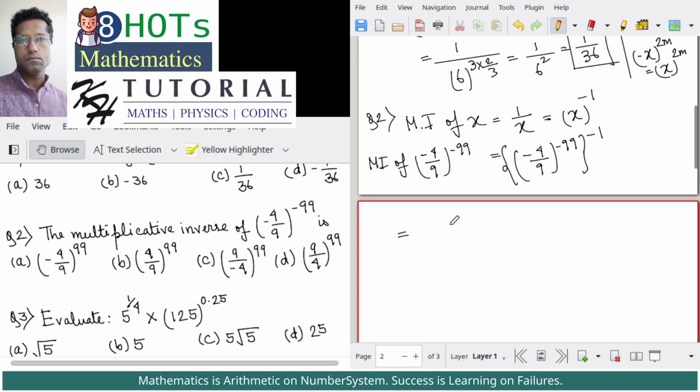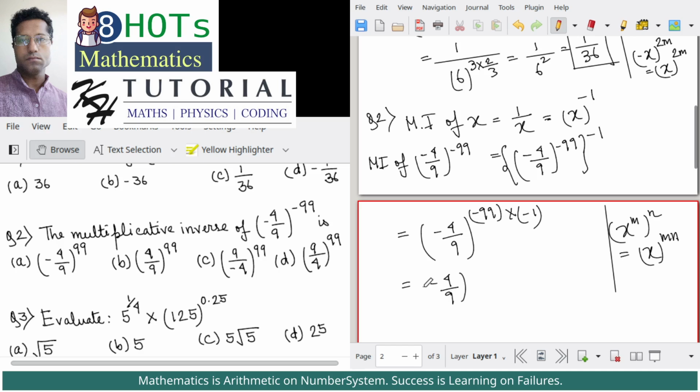So now we have two levels of powers. The inner power is minus 99 and the outer power is minus 1. So the powers will get multiplied and we will have minus 4 by 9 raised to the power minus 99 multiplied by minus 1. Applying the concept that x to the power m, this whole raised to the power n is equal to x to the power m into n. So this becomes minus 4 by 9 whole raised to the power 99.